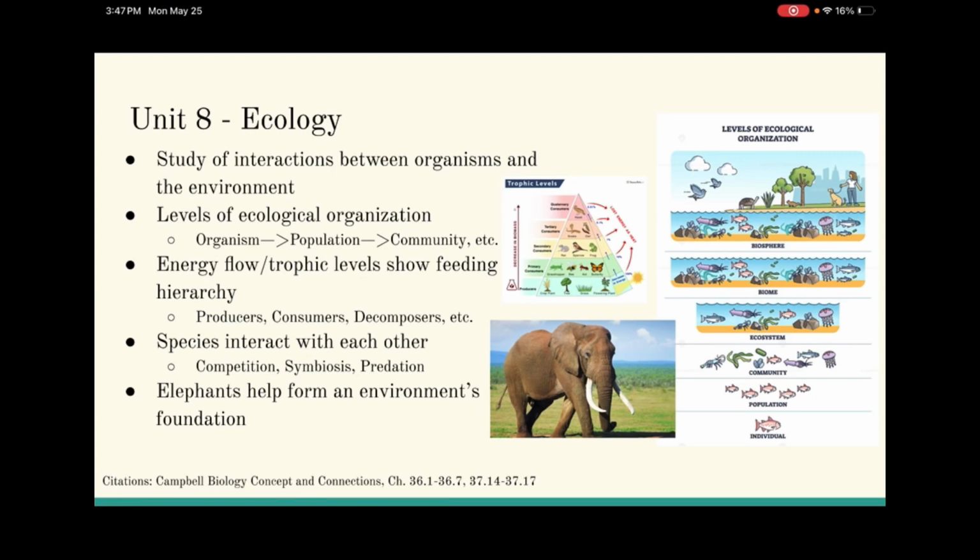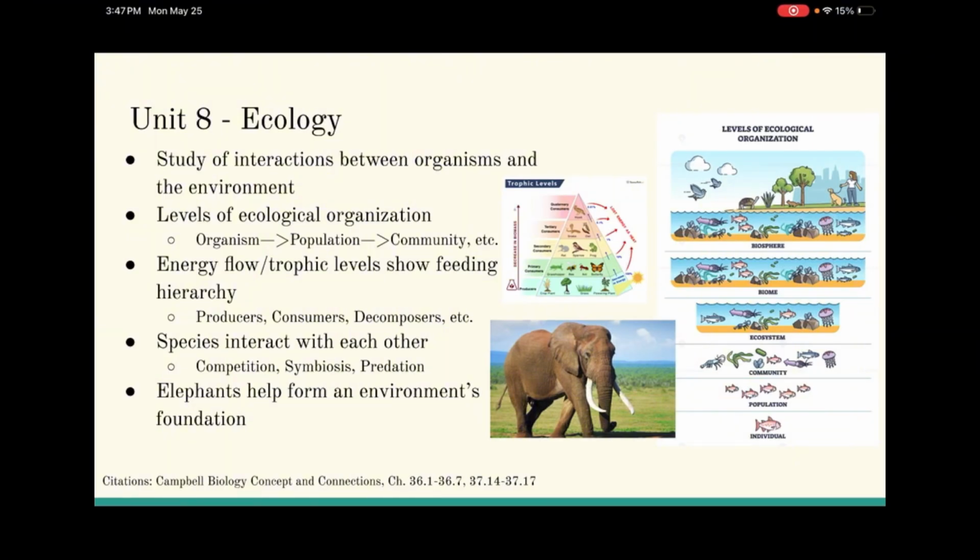Energy flows through ecosystems in a feeding hierarchy. These are called trophic levels. Producers, consumers, and decomposers are all parts of the trophic levels. Producers make their own food through photosynthesis, so they are like plants. Consumers eat other organisms, and decomposers break down dead organisms. A good example of decomposers are fungi or mushrooms.